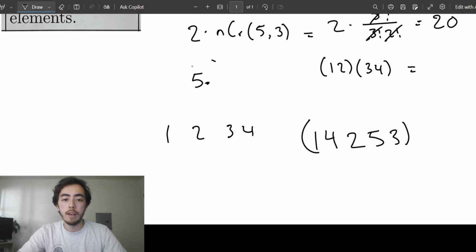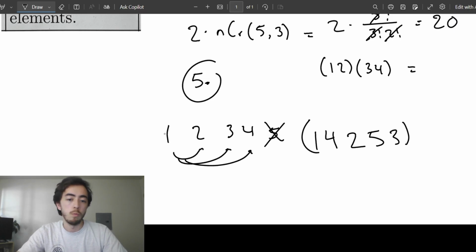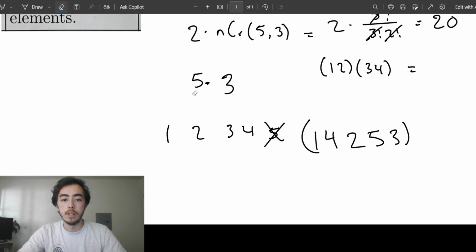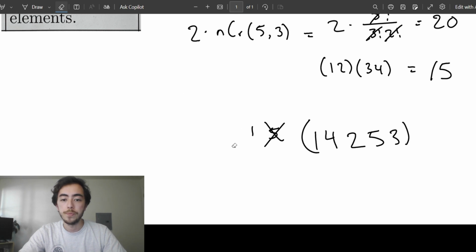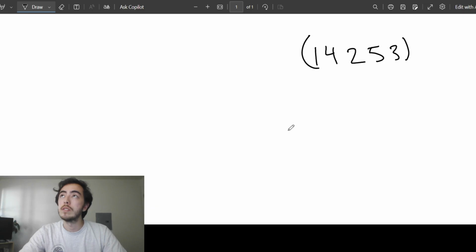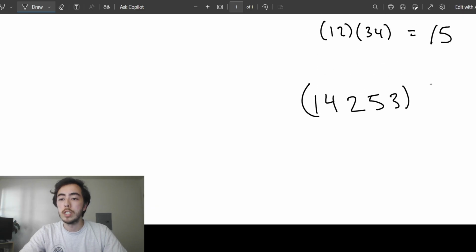So after I have 5 options of leaving a number out, then I have 3 options of where I could assign this 1 to go. And then that automatically chooses the rest of it for me. And so 5 times 3 gives me the number of 2 disjoint 2 cycles, that's 15. And then counting the number of 5 cycles, I think is just going to be 4 factorial, and I'll try to explain why.